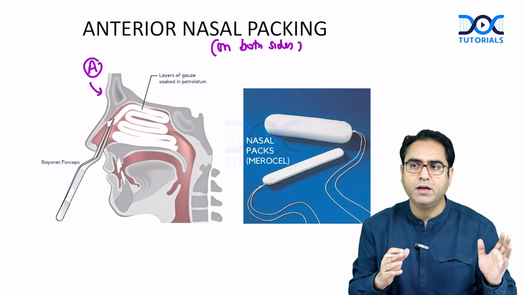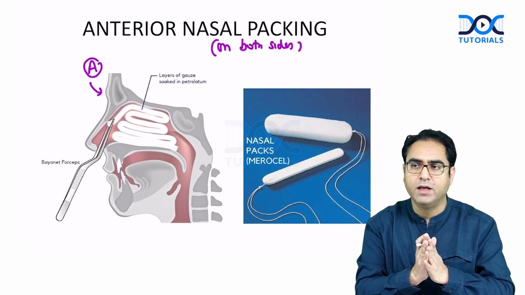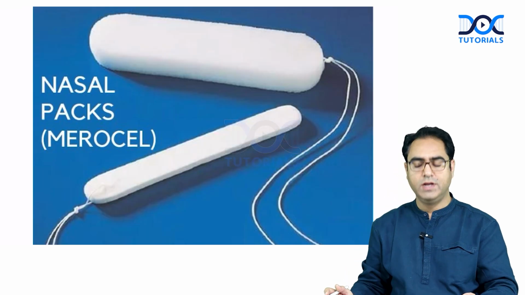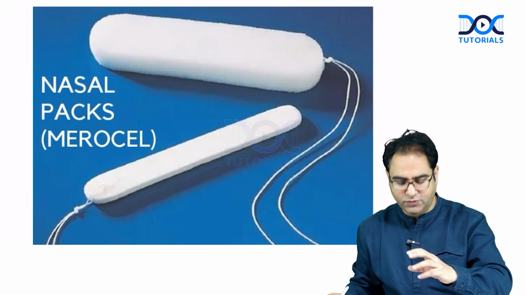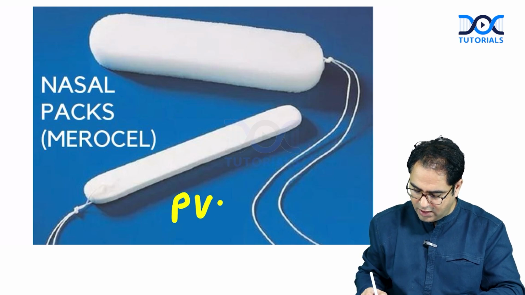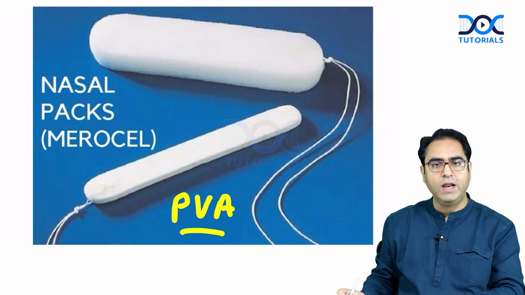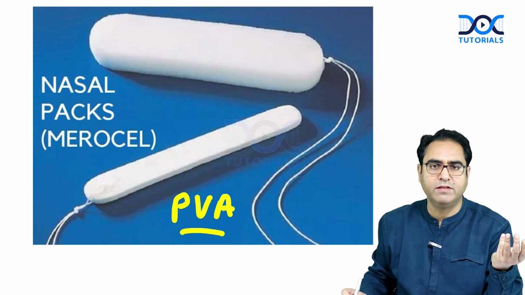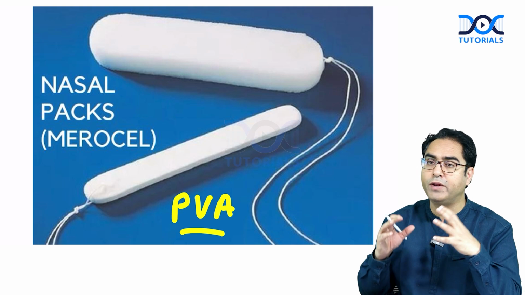Now, anterior nasal packing is the gauze-based packing. But nowadays, we are getting special kinds of packs also. They are ready-made anterior nasal packs. They are made of PVA. What is PVA? Polyvinyl acetate. PVA, polyvinyl acetate packs. Okay. Traditionally called Merocel nasal packs. You should know it because a lot of people are using this one.